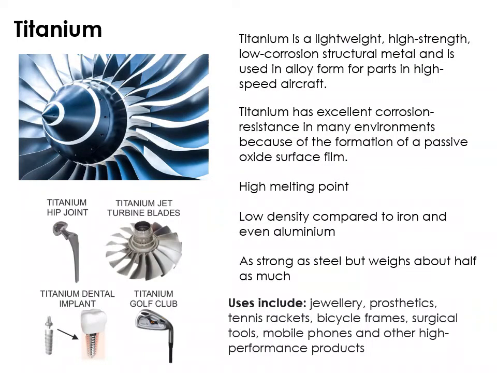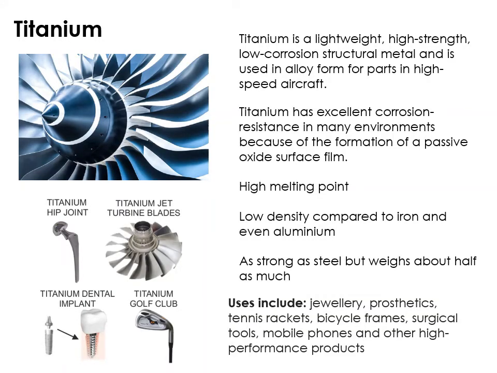Titanium is a really brilliant material. It's lightweight. It's often compared to aluminium, but it's actually much lighter compared to even aluminium, which is known for its lightness. Lightness, is that a word? It's how light it is. So it's lightweight, it's got high strength, low corrosion, and it's often used in things like aircraft, so jet turbine blades, you know, high-speed aircraft, jets and things that we're talking about.